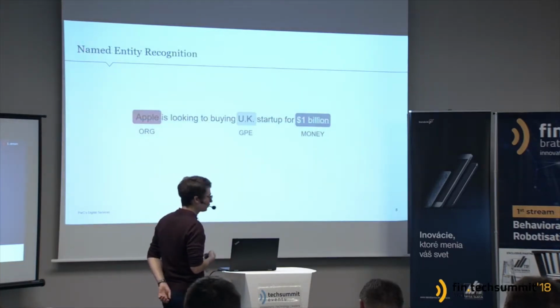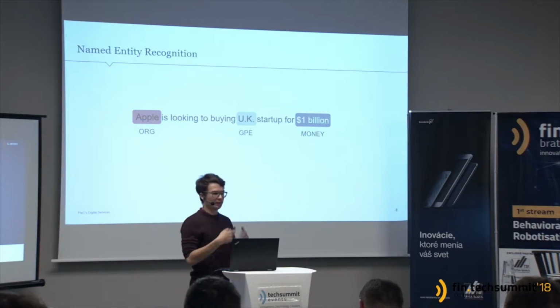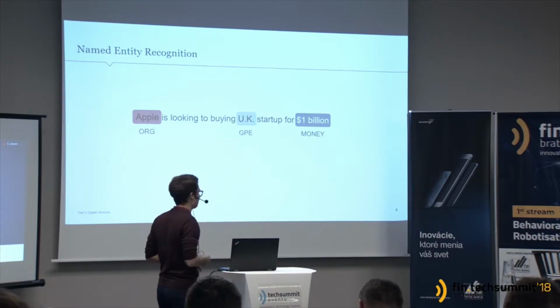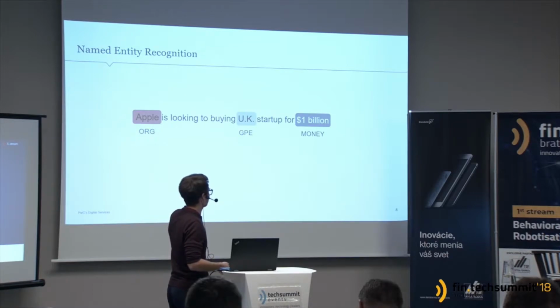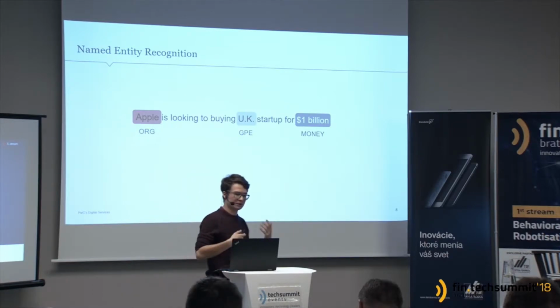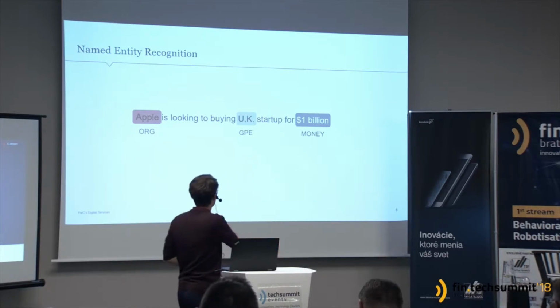Name entity recognition, very useful thing. So there are often some real-life objects in a text. Like in this example here, Apple is the name of a company or organization. UK is the name of a location, 1 billion is money. So the task of name entity recognition is to identify those real-life objects and mark them with their relevant type.